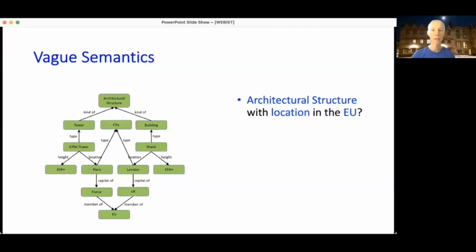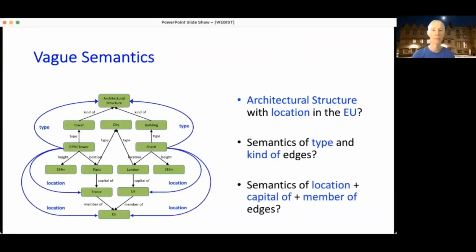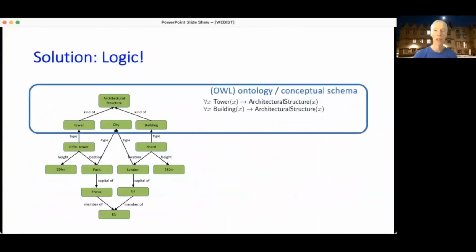However, this intuition is based on assumptions about the semantics of type and kind of edges, as well as the semantics of combinations of location, capital of, and member of edges. Fortunately, philosophers and mathematicians have already devoted a lot of time to the consideration of this problem and have provided us with a ready-made solution: logic.